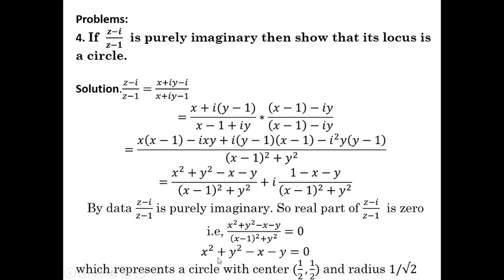Now cross multiply, we get x square plus y square minus x minus y is equal to 0, which represents a circle with center 1 by 2 comma 1 by 2 and radius 1 by root 2.